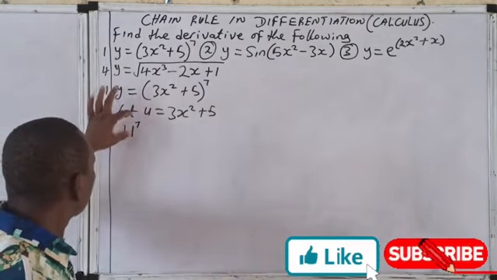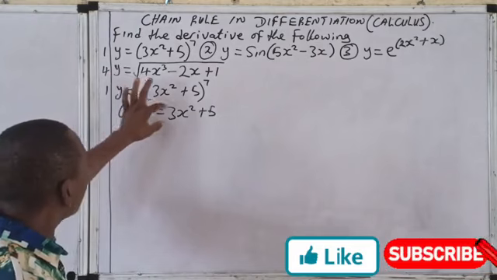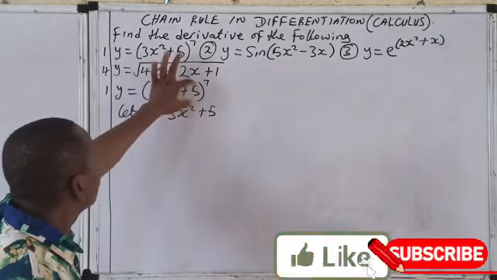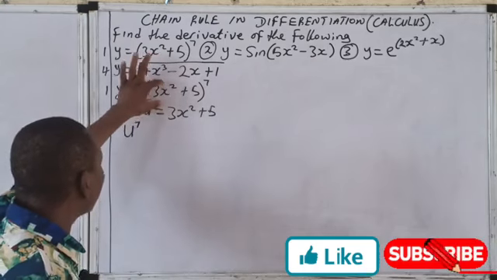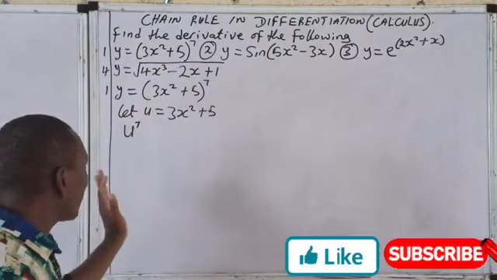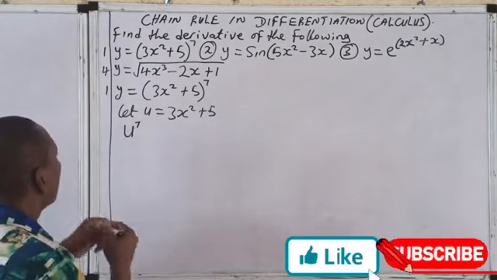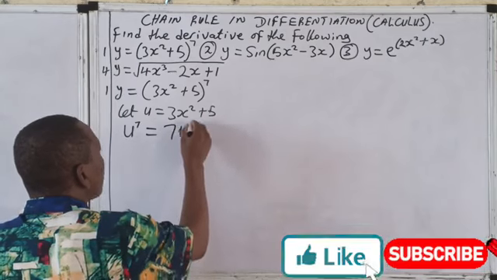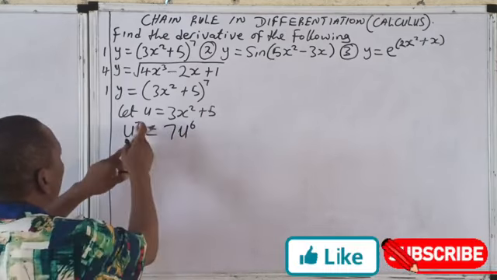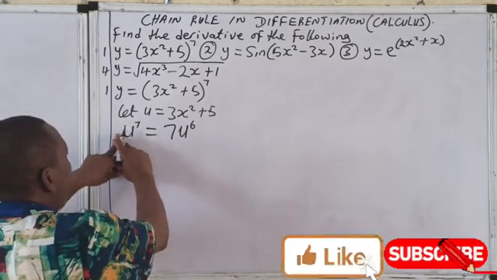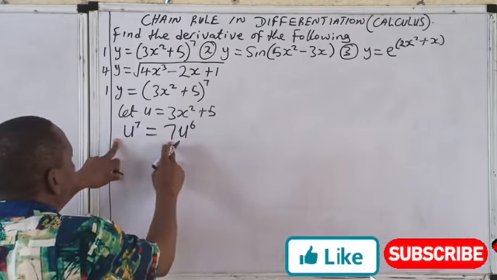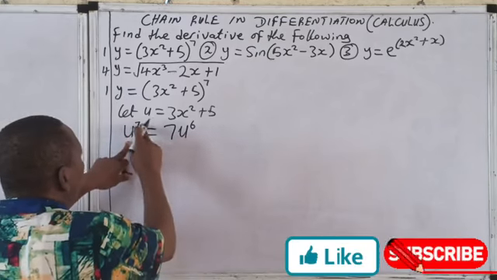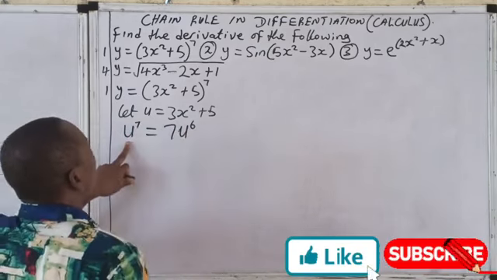Differentiate this. Then differentiate inside. Use the answer of the differentiated inside to multiply this. I'll do that now. How do I differentiate this? 7u raised to power 6. You know that to differentiate this, we multiply by the power, and you now have this 7. Then you bring the u, then you subtract 1 from the power, you have this.